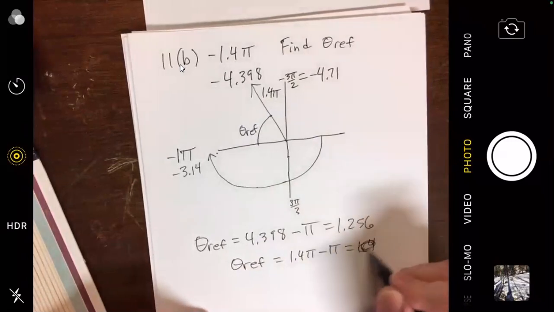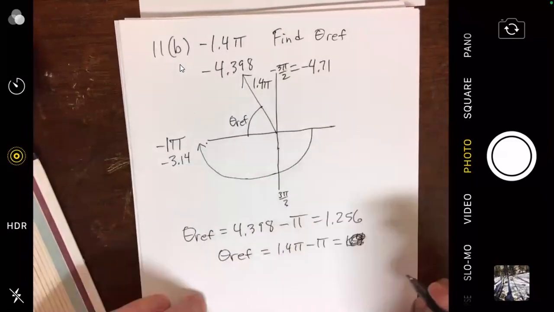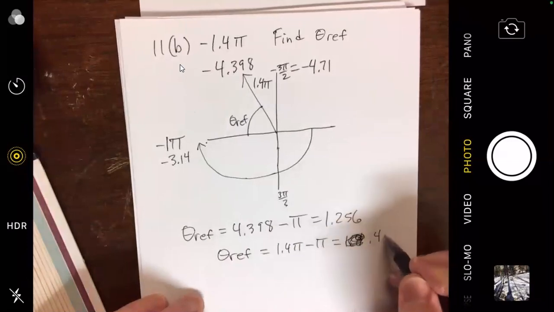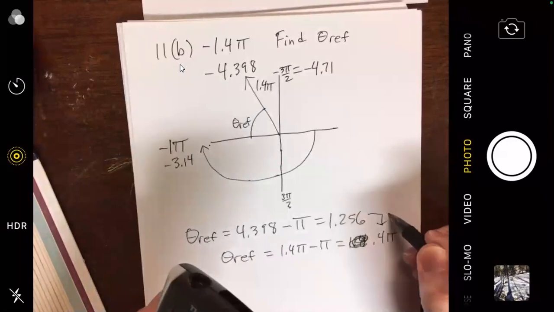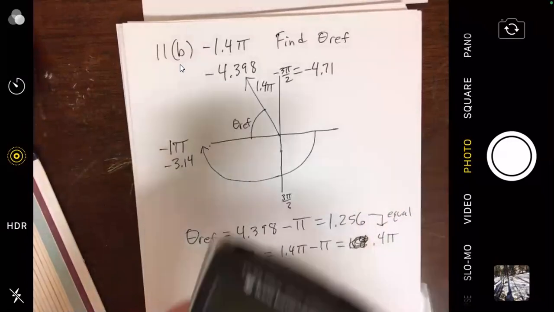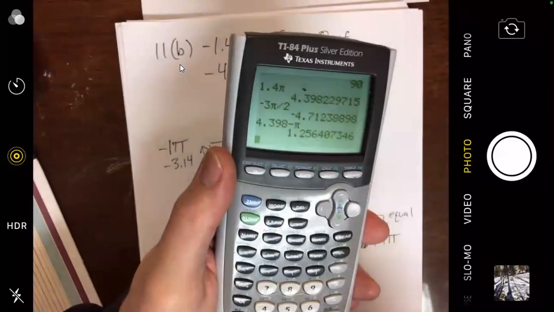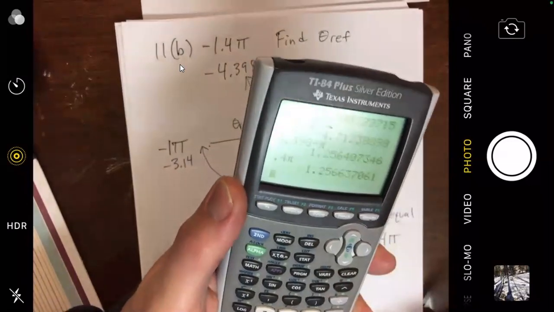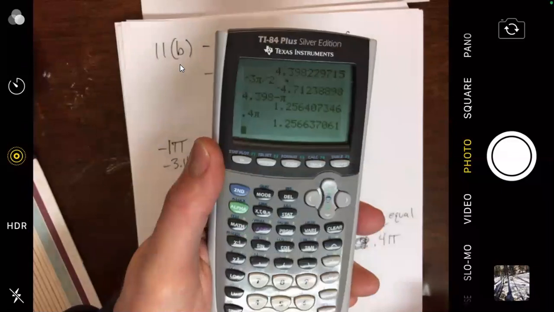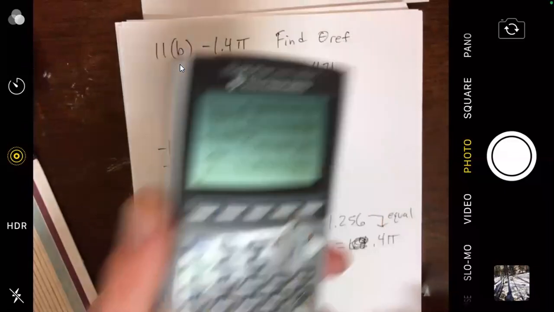Early in the morning, my fault. That'd be 0.4 pi. So there's a check. These should be equal. Drum roll. 0.4 pi. Yeah, there you are. I had pretty close to 3 places. We got a little round off here, but yeah, you can do it either way.